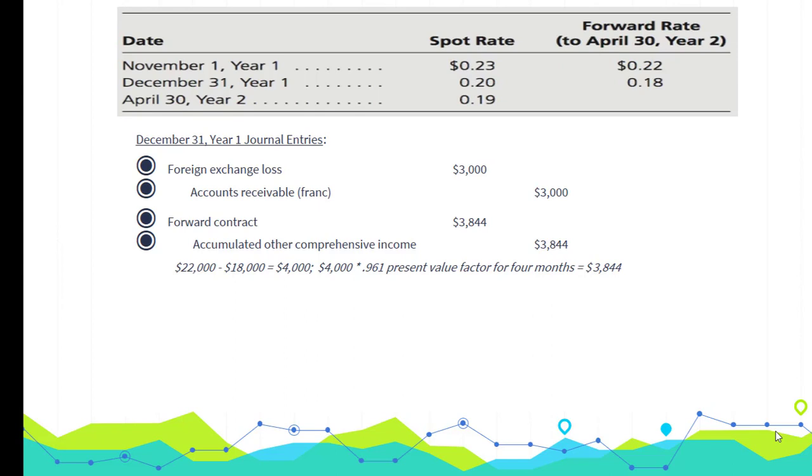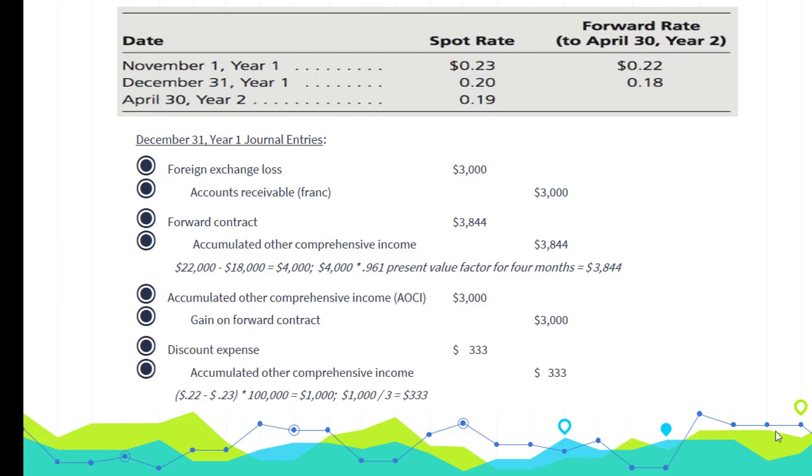Now, what we have here is a cash flow hedge. So it turns out that $844 of the gain on the forward contract will be deferred, and $3,000 of that gain will be reflected in net income. And that meets the objective of the cash flow hedge. So now, with the cash flow hedge, we have a perfect offset of the foreign exchange loss of $3,000 with a gain in the forward contract of $3,000. So those two offset each other. The gain and the loss offset each other on the income statement. And then the $844 that's left over in accumulated other comprehensive income represents a deferred gain.